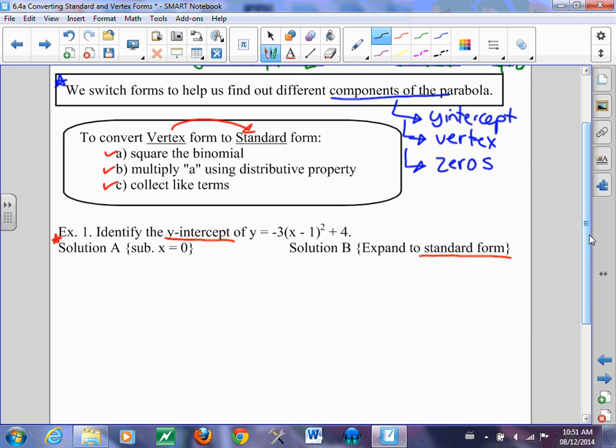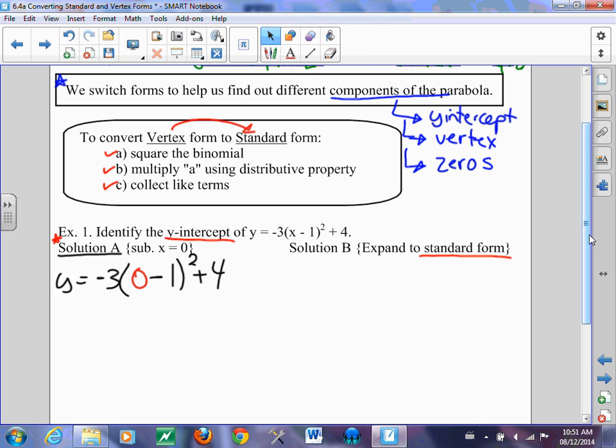All right, so let's start with solution A. This is most common, folks. When you find the y-intercept, you're going to let x equal 0. So we're going to rewrite this equation, and wherever we see an x, we're going to put a 0. I'm just going to put it in a different color here. Okay, so I sub in, replace x with 0, and I simplify this through.